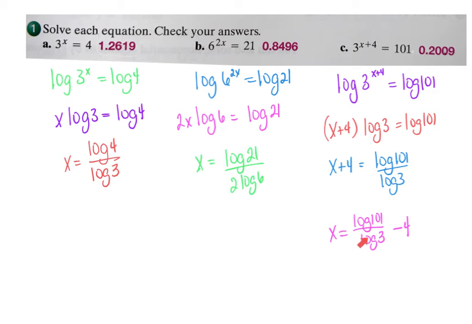You have to do it in this order in your calculator. You have to do the log of 101 divided by the log 3, close that parentheses after the 3, and then subtract the 4 after your answer.